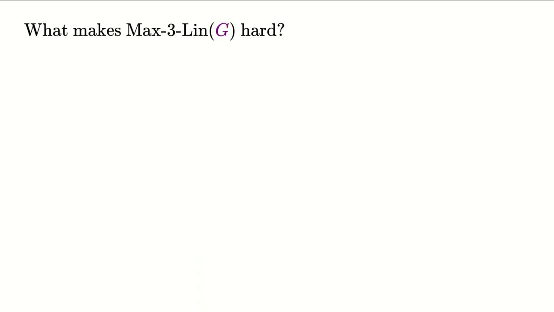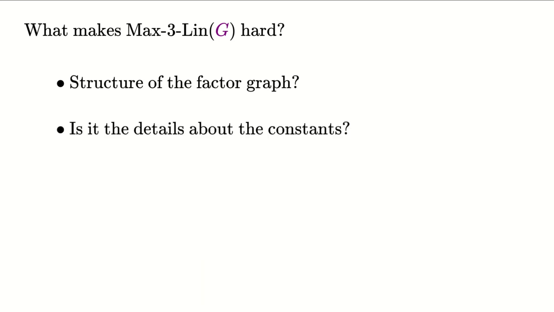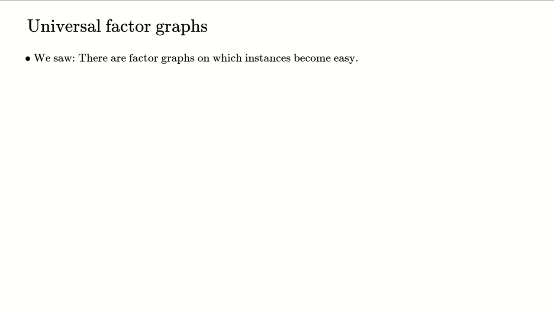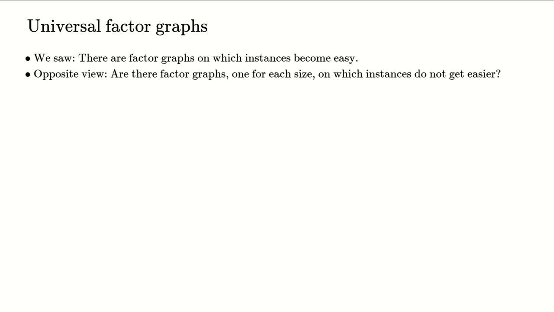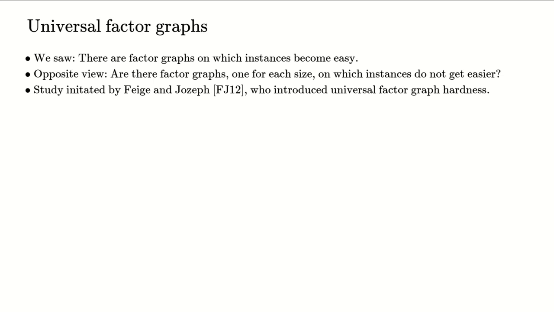Hence, we can ask what makes Max-3-Lin over G hard. Is it the structure of the factor graph? Is it the details about constants? Is it maybe both together? As we have seen before, factor graphs can be a factor in making instances easy. But let us take the opposite view and ask if there are factor graphs, one for each size of instances, which do not make the task of approximating the optimal value any easier. This study was initiated by Feige and Jozeph, who introduced the notion of universal factor graphs and universal factor graph hardness.